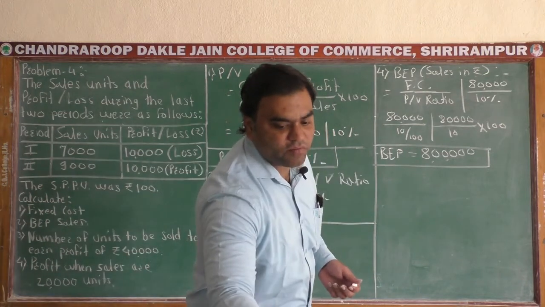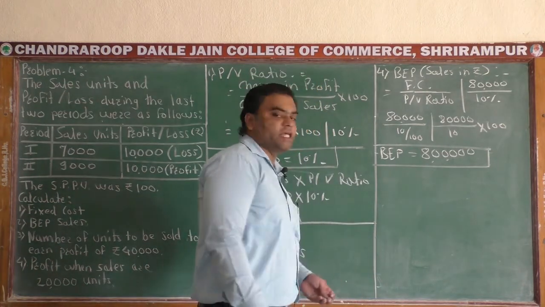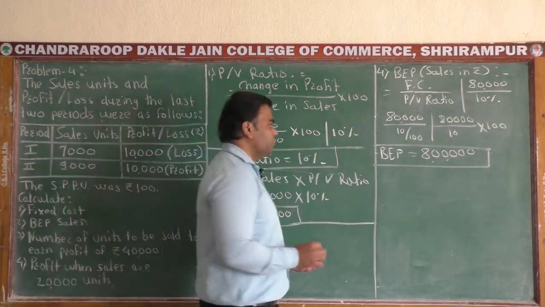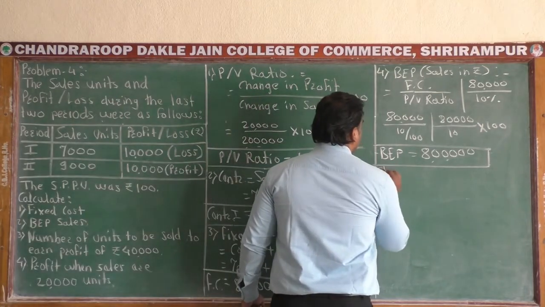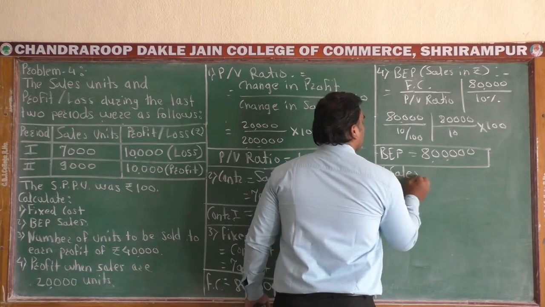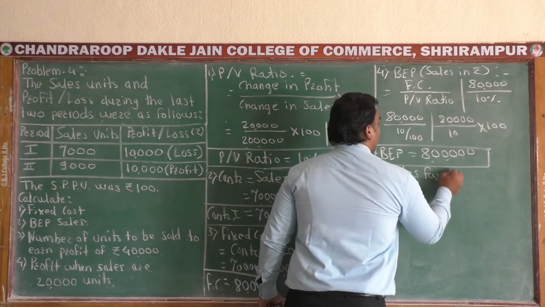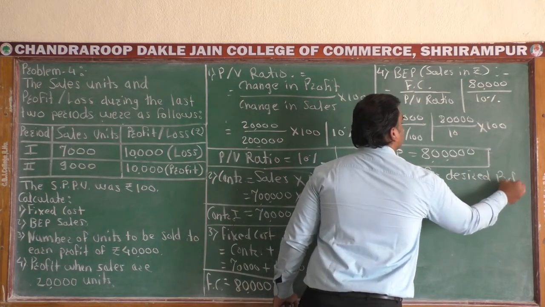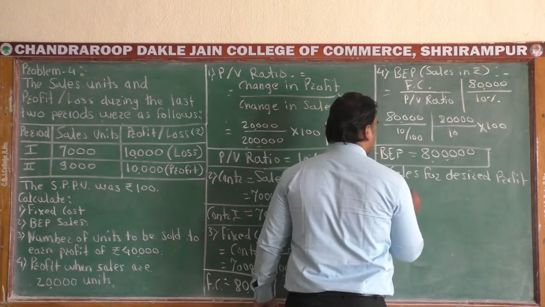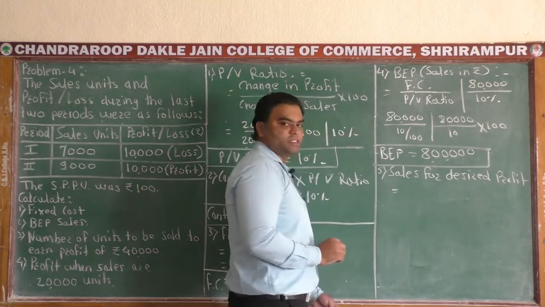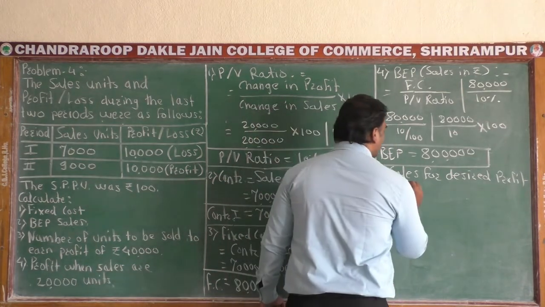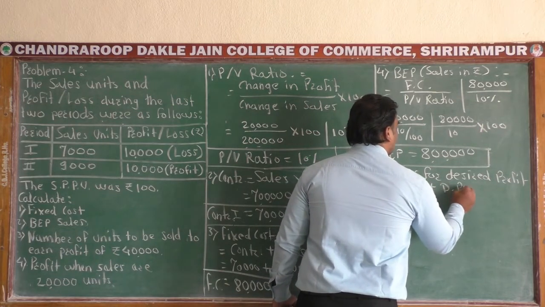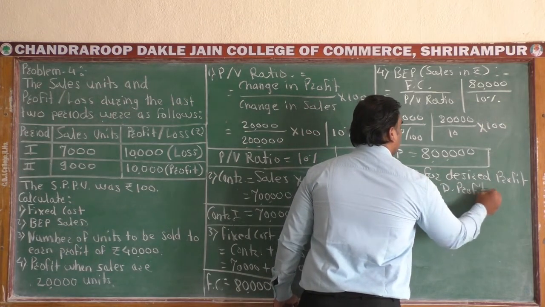So which formula we will have to utilize? Sales for desired profit. That formula we will have to use. So sales for desired profit, in units, the formula is fixed cost plus desired profit upon what?